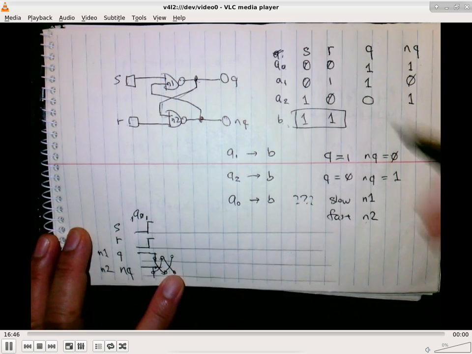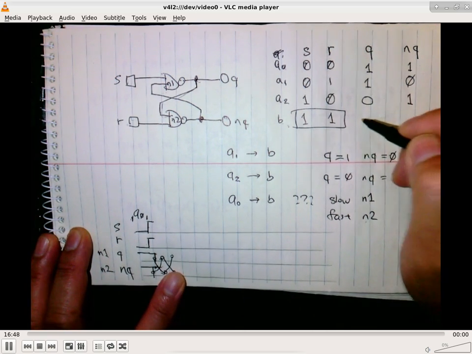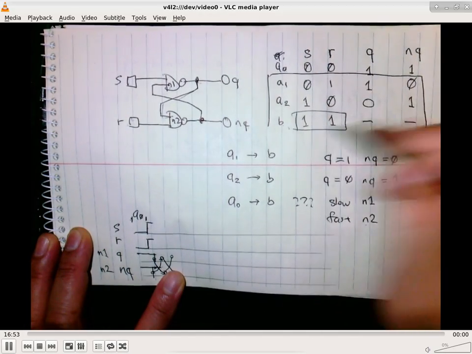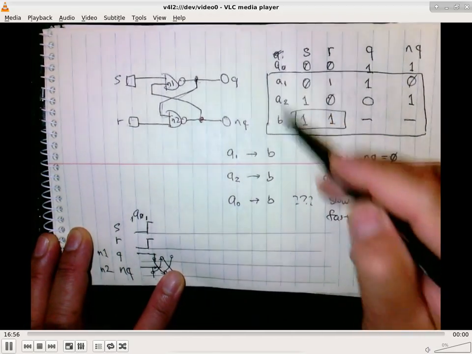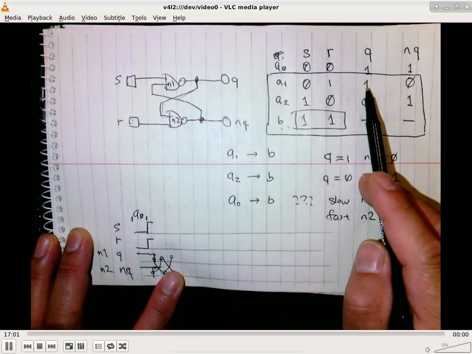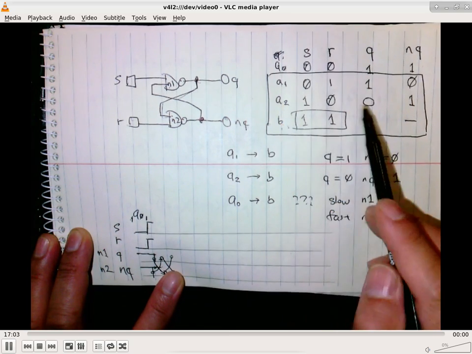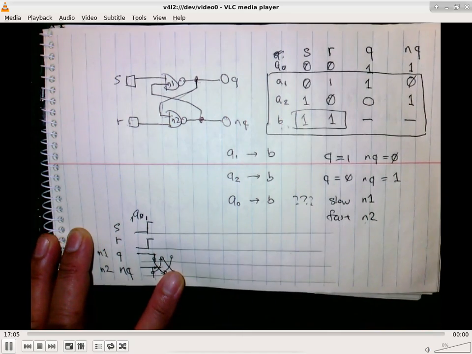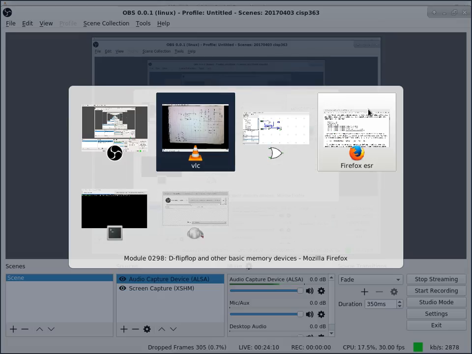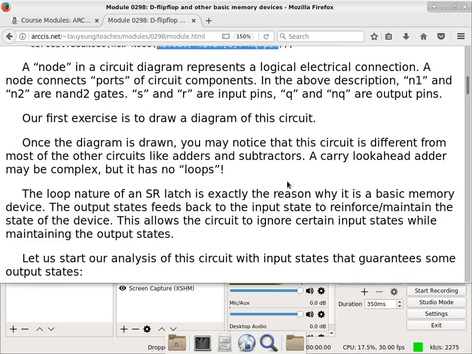So the important part to remember is there's no change here. If you focus on these 3 rows, we are good. If you go from A1 to B, it remembers the configuration of A1. If you go from A2 to B, it remembers the configuration of A2. Are we doing okay so far with the SR latch? Okay, we're good. Okay, going back to the notes, on this, over here.